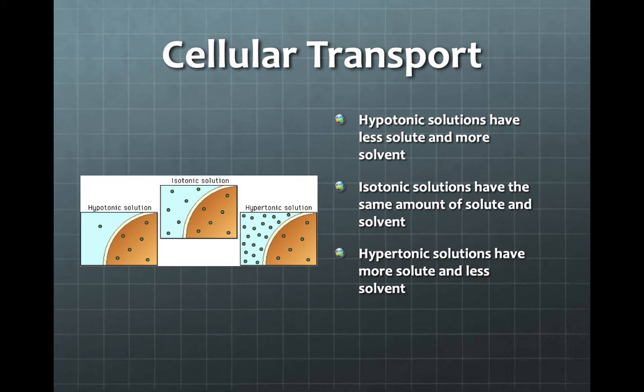Isotonic solutions have the same amount of solute and solvent inside and outside the cell. And then hypertonic solutions have more solute and less solvent outside the cell, so water's going to rush out, and the cell's going to shrivel up.